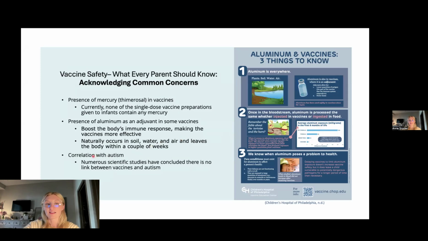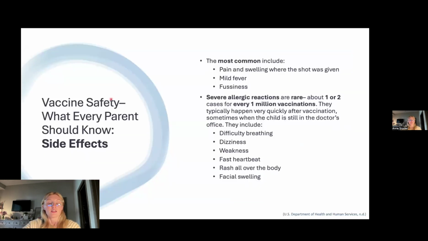So, lastly, the correlation of vaccines with autism. There are numerous scientific studies that have concluded that there's no link between vaccines and autism. And I would be happy to share those with you guys for you to read more about. So, the last thing we'll talk about in regard to vaccine safety are side effects.